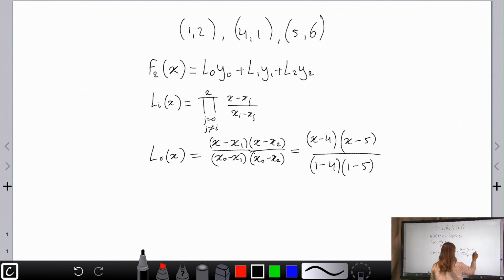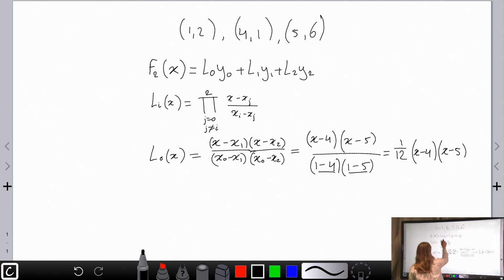So this is L naught. Then this is equal to minus 3. This is equal to minus 4. So this in total is going to be 1 over 12. Let's see if I have this. Yeah. So the final expression for the first L function is this.